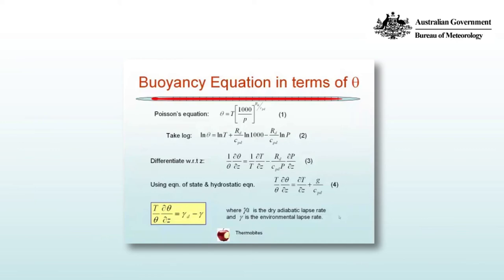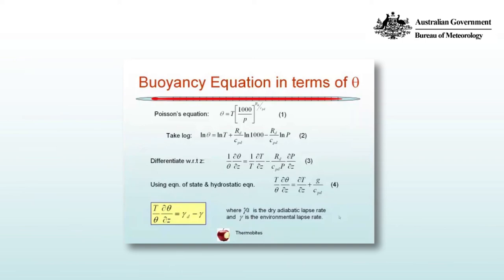So we have 1/theta d theta/dz is 1/T dT/dz minus Rd/cpd times 1/p dp/dz. And we can replace p on Rd using the equation of state, or the ideal gas equation, and we can replace dp/dz using the hydrostatic equation, dp/dz is minus rho g. And so after that, we end up with equation 4, that T/theta d theta/dz is equal to dT/dz plus g/cpd. Now g/cpd is the dry adiabatic lapse rate, and we define the lapse rate of the environment as gamma is minus dT/dz, so that we can rewrite our equation now as T/theta d theta/dz is equal to gamma d minus gamma.